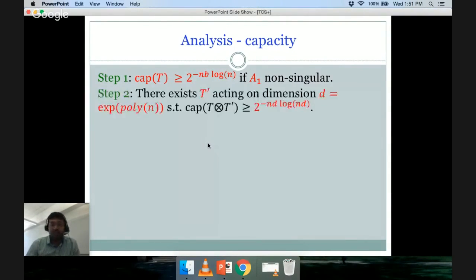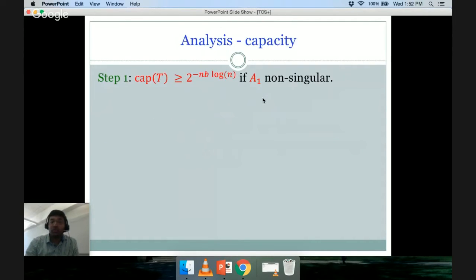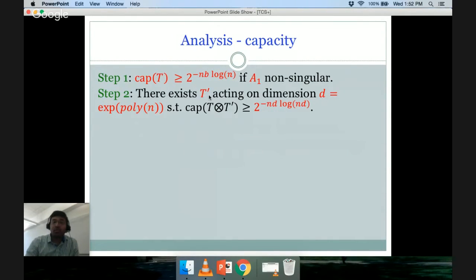The next step is tensoring T with some operator T prime. Step 2 is that there exists some operator T prime acting on some exponential dimension such that the capacity of the tensoring of T and T prime is at least 2 to the minus nD. This is achieved by using the fullness dimension bound. This T prime will really be the operator defined by the matrices T1 to Tm. Note that there exist T1 to Tm such that the summation of Ti tensor Ai is invertible. Then you choose this operator T prime to be the operator defined by those T1 to Tm, and the condition in step 1 will be satisfied.